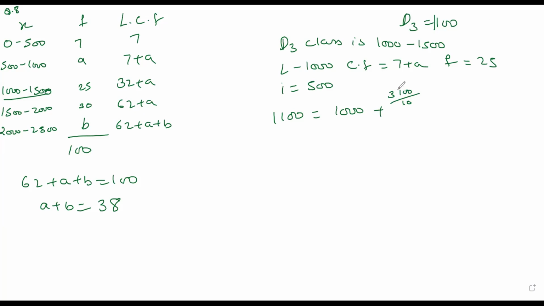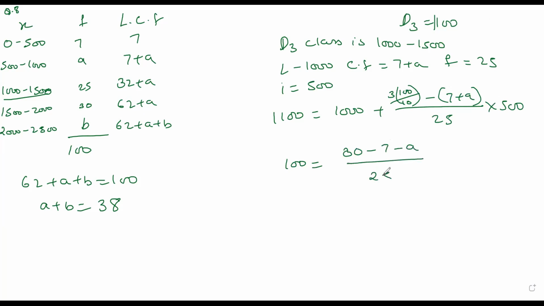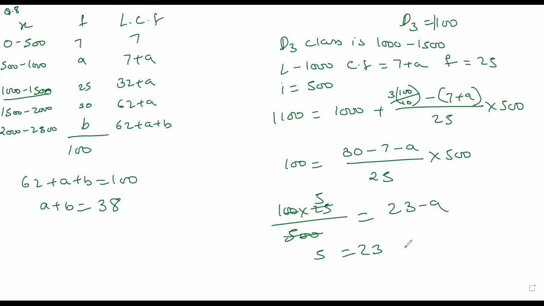3N by 10th term minus CF, which is 7 plus A, upon 25 into 500. This 1000 will come here. This will become 100. This is 30 minus 7 minus A upon 25 into 500. Obviously, I can multiply it here. 100 into 25 upon 500 is equal to 23 minus A. So 5 is 23 minus A. A is 23 minus 5, that is 18.